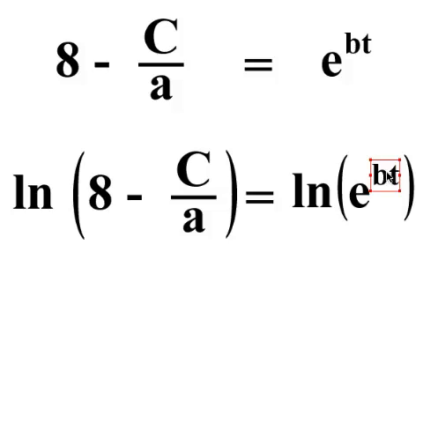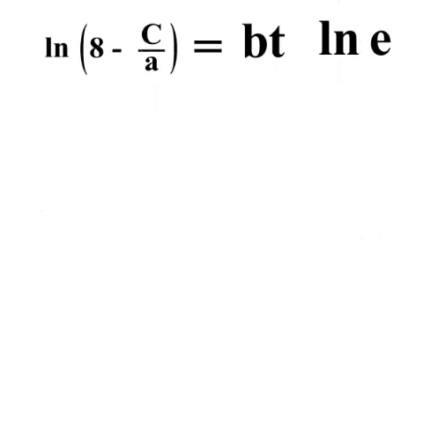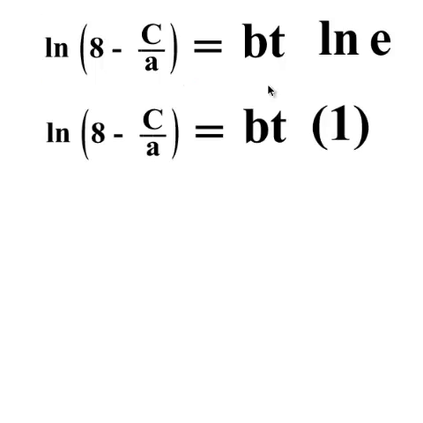This bt, because it's the exponent of something that's being taken a log of, that comes out as a factor. Boom. That is the power rule. Okay, so that came out as a factor of these two. And let's get some working room again. So this is b times t times the natural log of e. Natural log of e is 1. 1 is a factor. We just kind of get rid of it. Doesn't change anything.